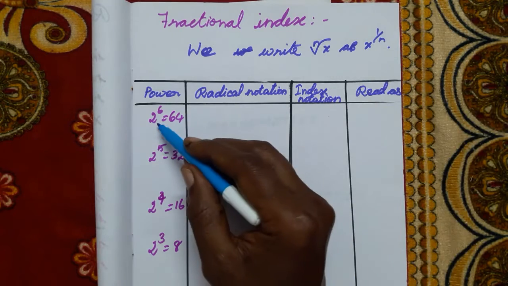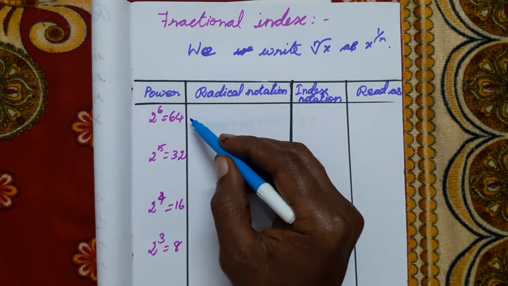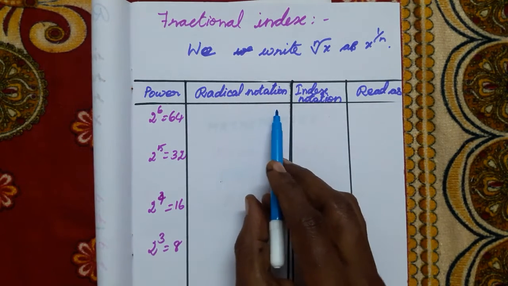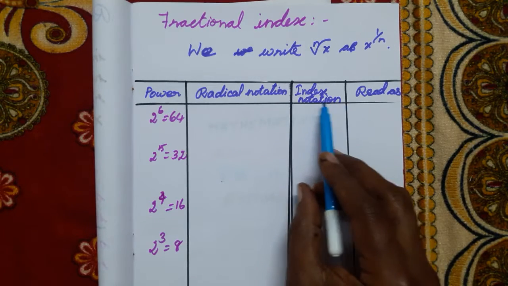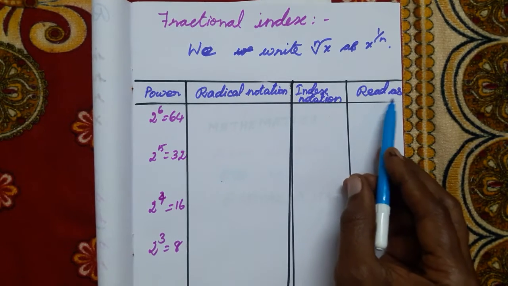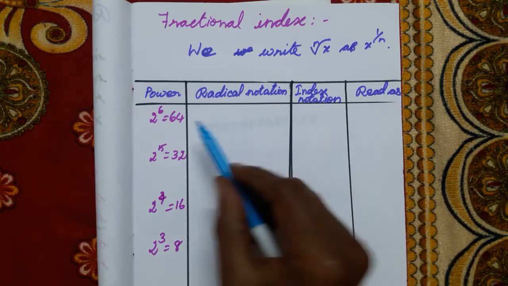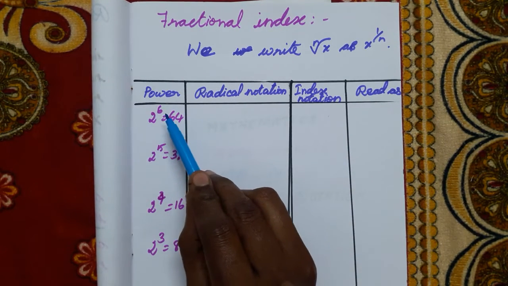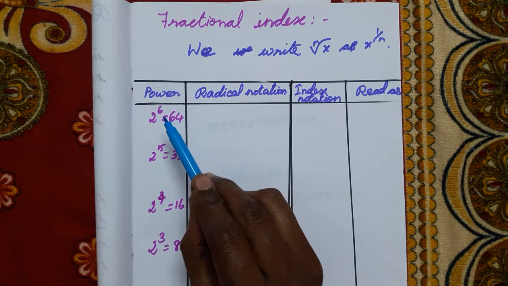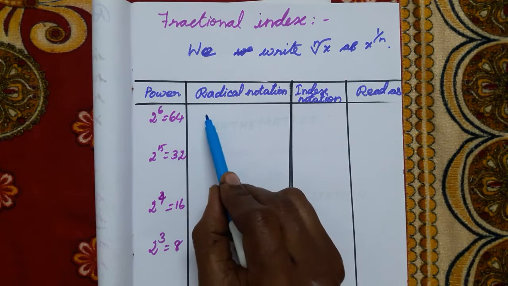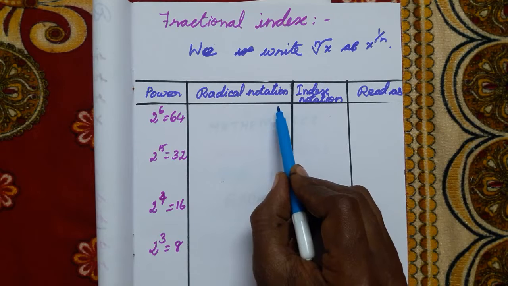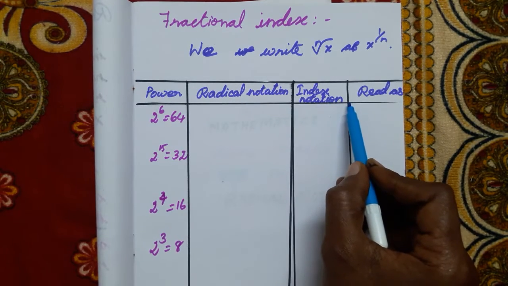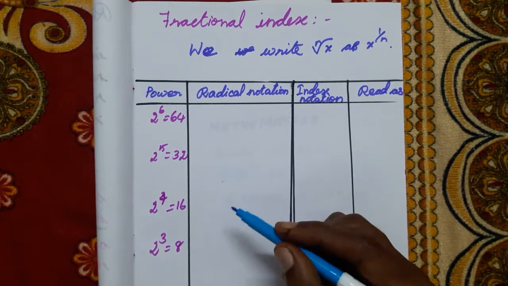First, 2 power 6 is equal to 64. You know that 2 power 6 is equal to 64. How can we write this in radical notation and index notation? How do we have to read that?